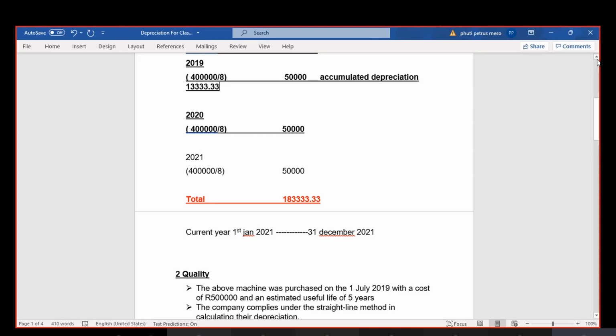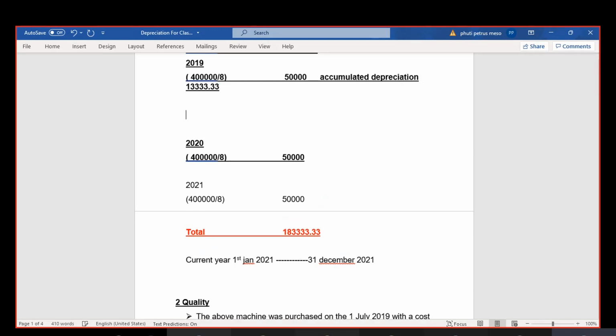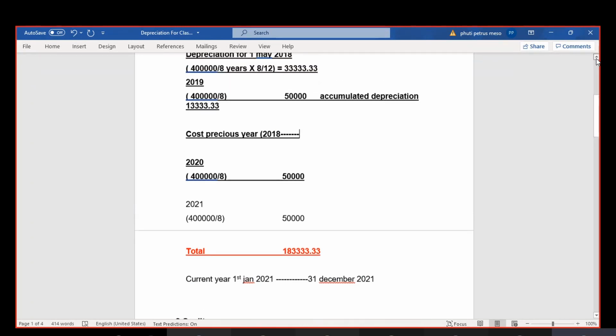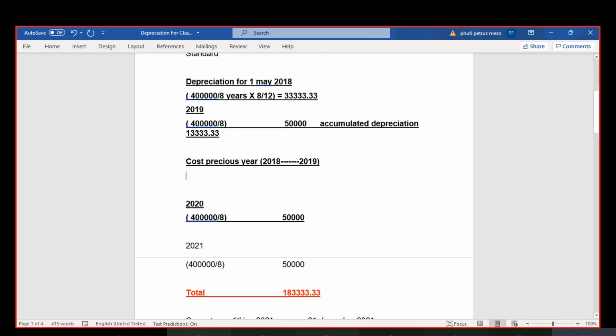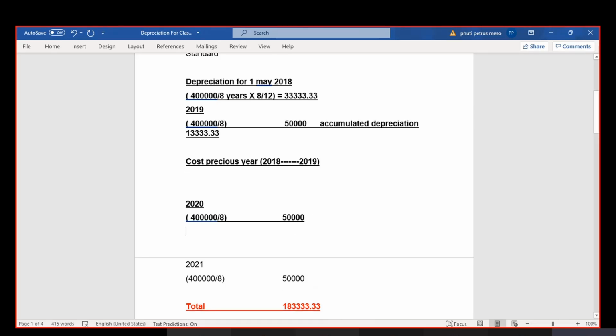At the end of 2019, do you know what I'm saying? So basically, this is what is going to happen. What Norman is asking is, you are going to have the cost and the previous years, 2018 to 2019. Then it's going to form the carrying amount at the end of the year. Are we not dealing with the year 2021? Sorry, it's up until here. Yeah, you're right, Norman. Sorry.